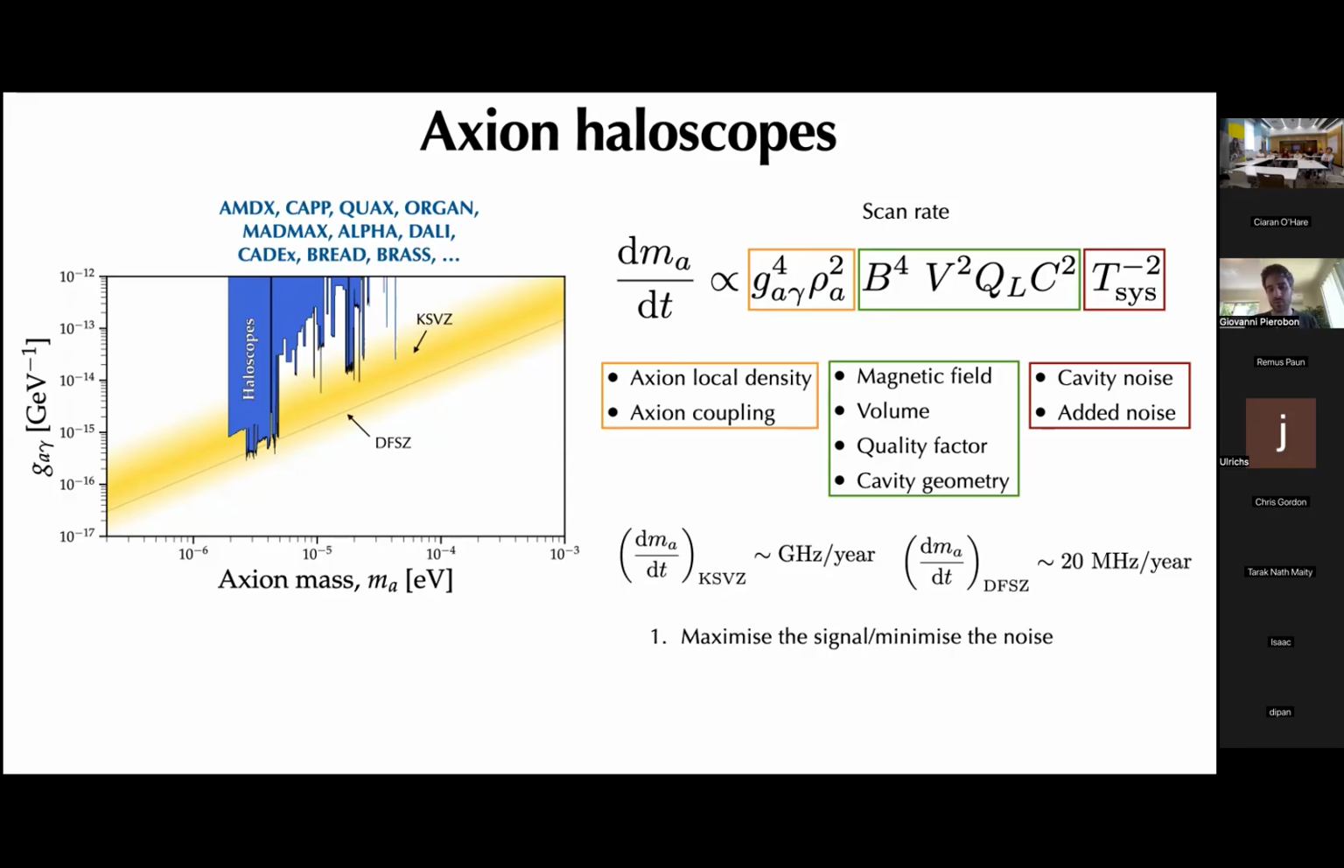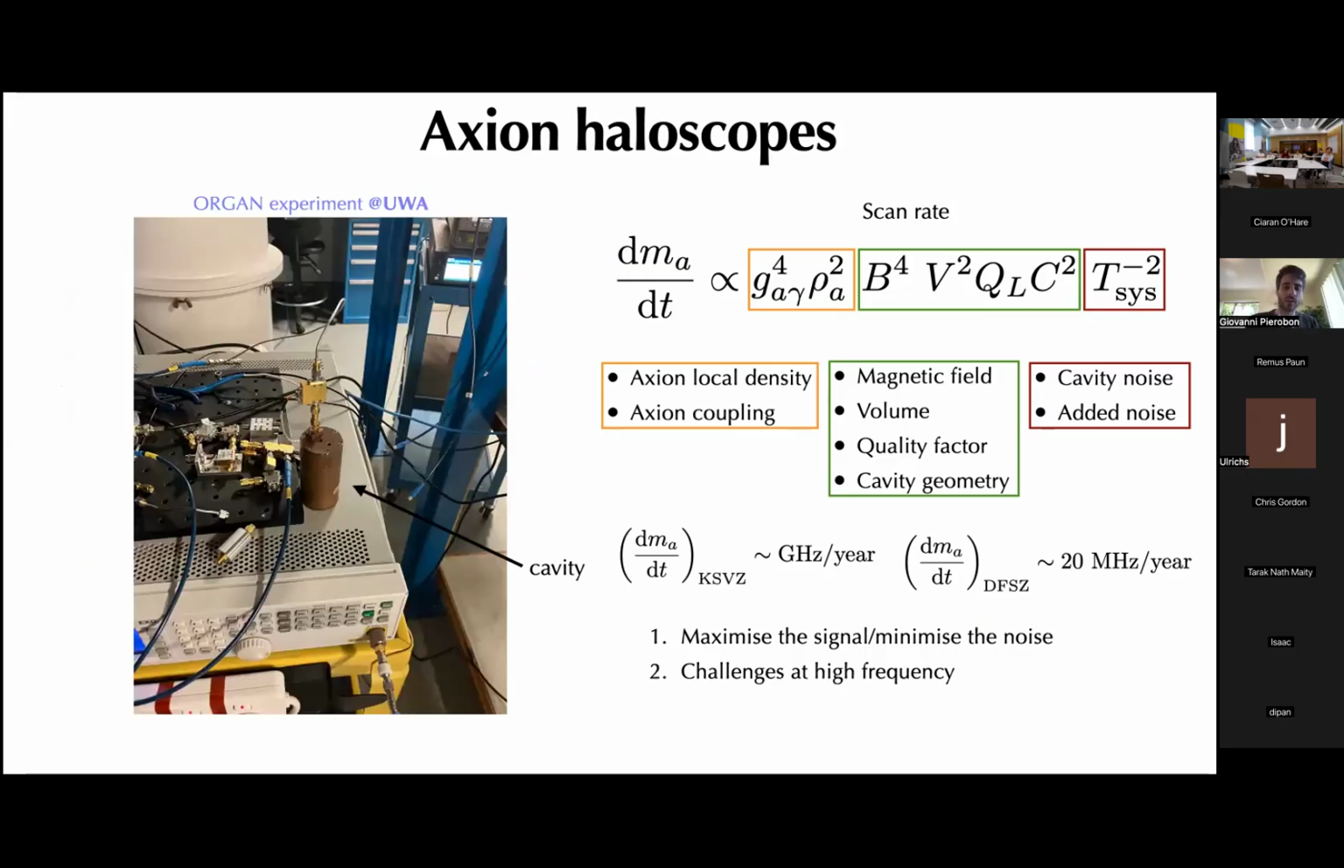So the challenge is to maximize signal to noise. The second thing I want to say is that the volume scaling is actually a problem, because if you go to higher frequencies, you go to smaller and smaller cavities. At higher frequencies, you have a smaller wavelength, so you have to match the wavelength with a smaller and smaller cavity.